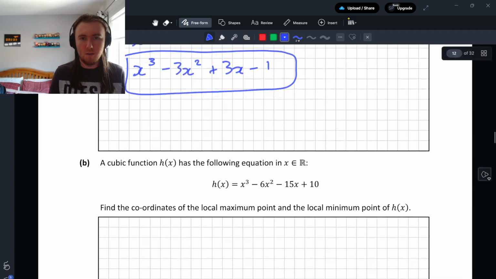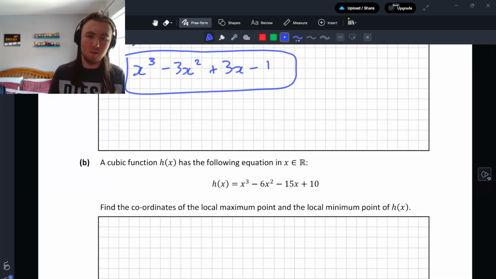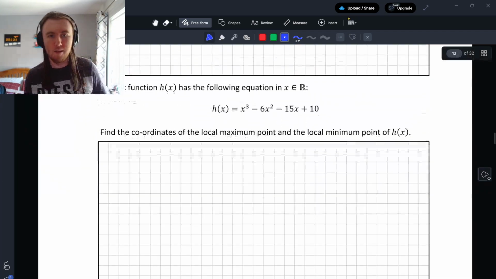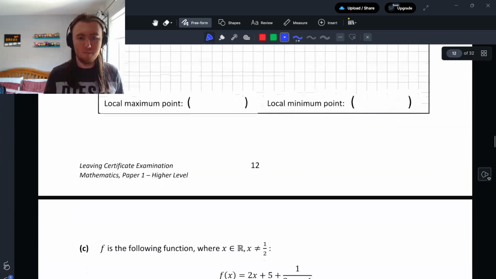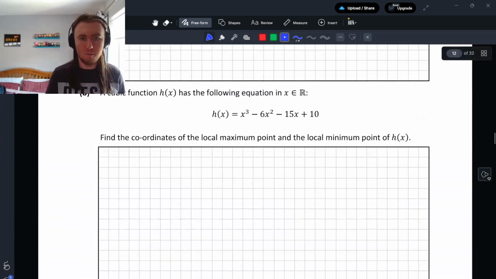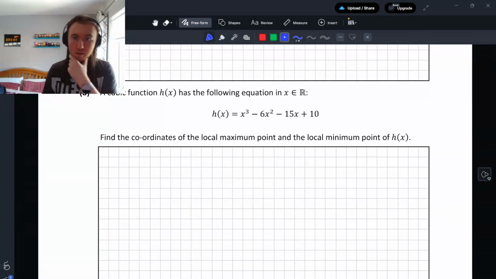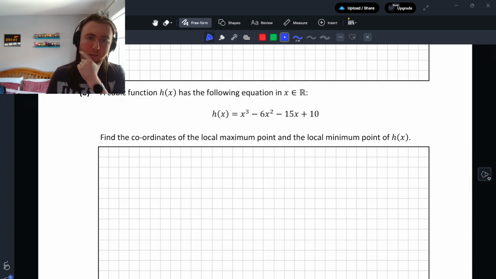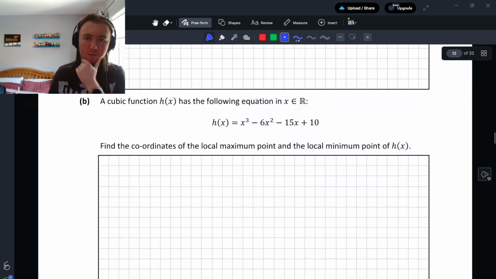A function has that, so it looks pretty similar. But it's just asking for the max and the min. So I'm just trying to think if this looks somewhat similar to this, but I can't actually think of it.